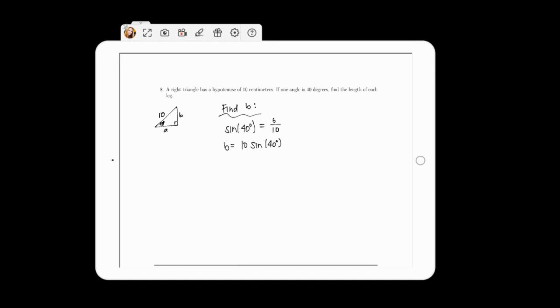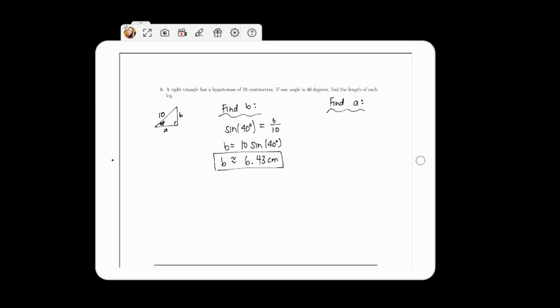However, 40 degrees is not one of our special angles that we memorized. So the only way we can find what the sine of 40 degrees is, is to use our calculator. So when I take this on my calculator, I'm able to get the approximate answer of 6.43 centimeters for B. Okay, now let's think how we would find A.